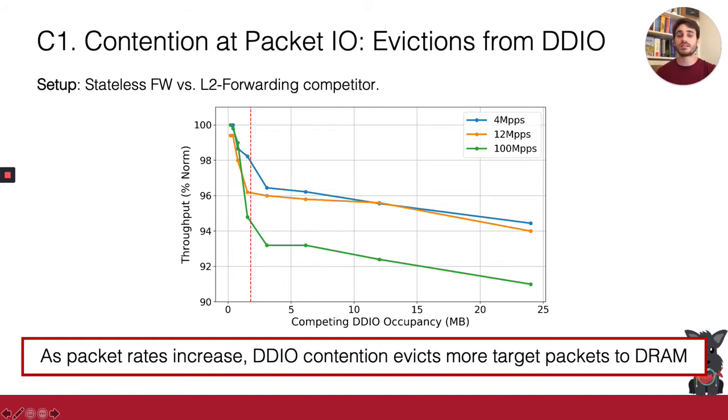First, we'll look at contention during packet I/O, where slowdown is the result of packet buffer evictions from the DDIO subcache. In our experiment, we co-located a simple stateless firewall with competing L2 forwarding NFs, and across runs we increased the competitor's DDIO contention through packet size and traffic rate. The figure shows the firewall's normalized throughput as the competing DDIO occupancy increases for various packet rates. Our key observation regarding the source of contention is that as line rates go up and packet rates increase, DDIO becomes increasingly important. After DDIO space is depleted, which is indicated by the dashed red lines, target NF packets are evicted to DRAM and throughput drops by up to 10%.